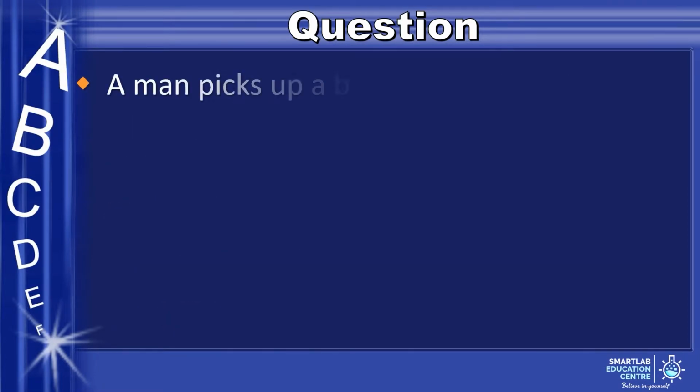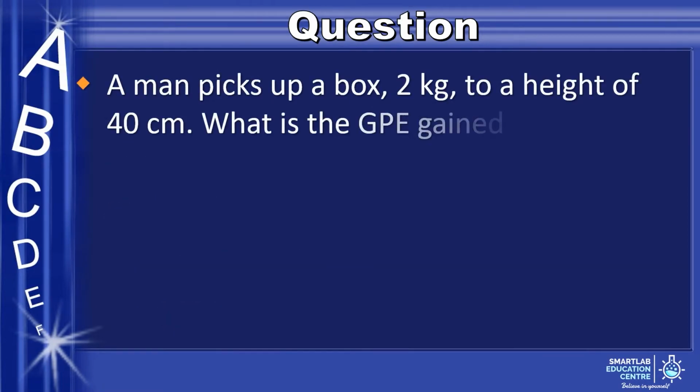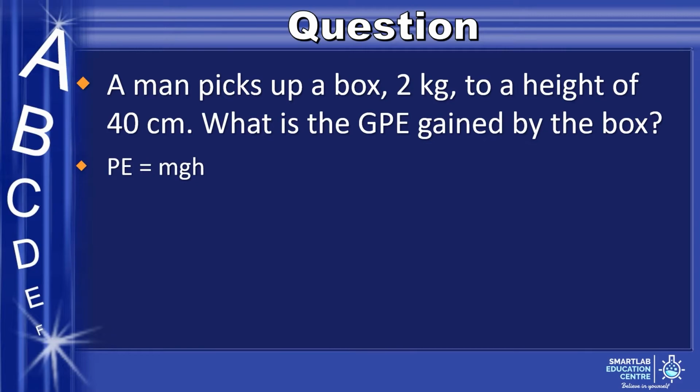A man picks up a box, 2 kilograms, to a height of 40 centimeters. What is the gravitational potential energy gained by the box? We can use the formula mgh. By substitution, we should be able to get 8.0 joules.